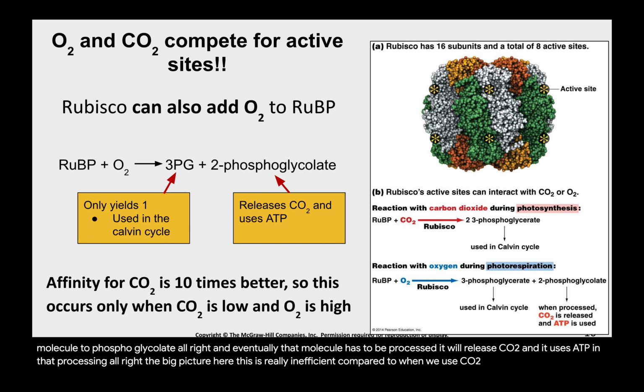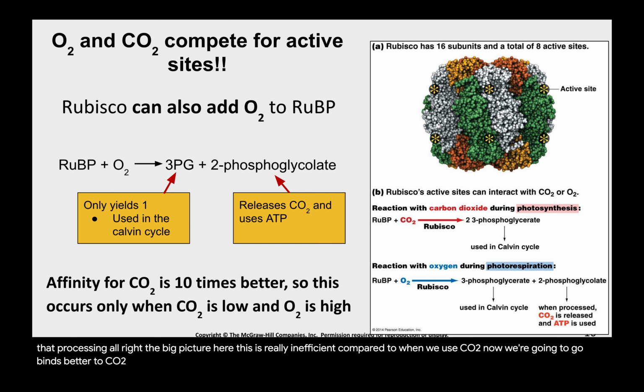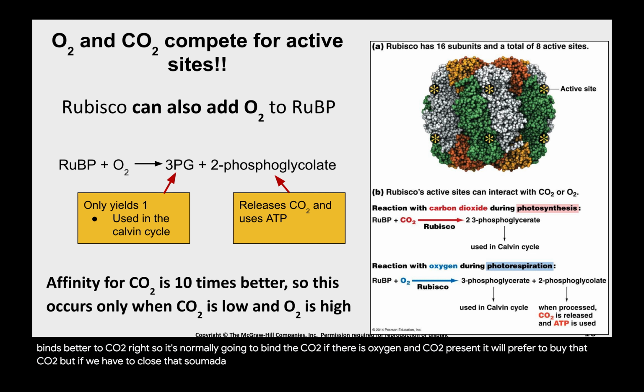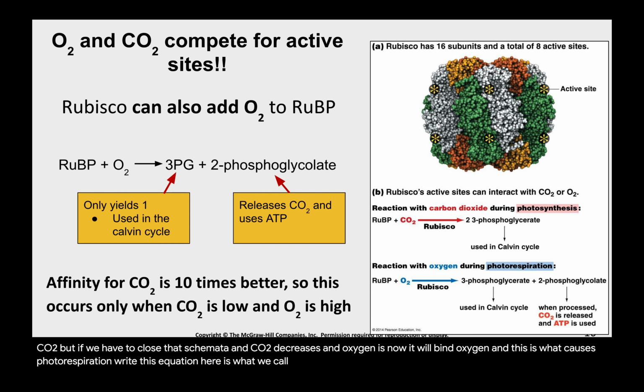Now, Rubisco binds better to CO2, so it's normally going to bind to CO2. If there's oxygen and CO2 present, it will prefer to bind to that CO2. But if we have to close the stomata and CO2 decreases and oxygen is now high, it will bind to oxygen instead. And this is what causes photorespiration. This equation here is what we call photorespiration.